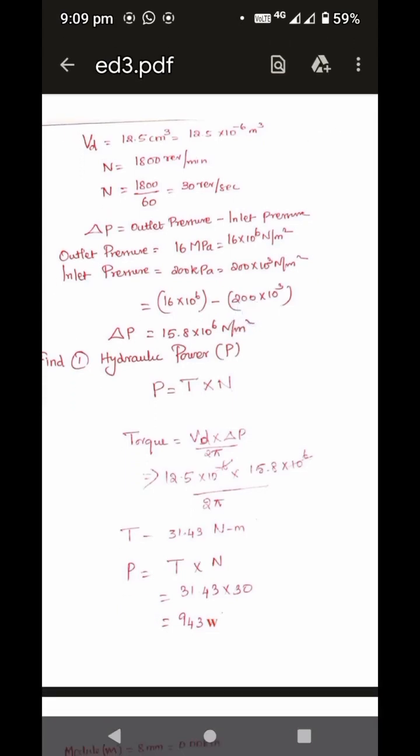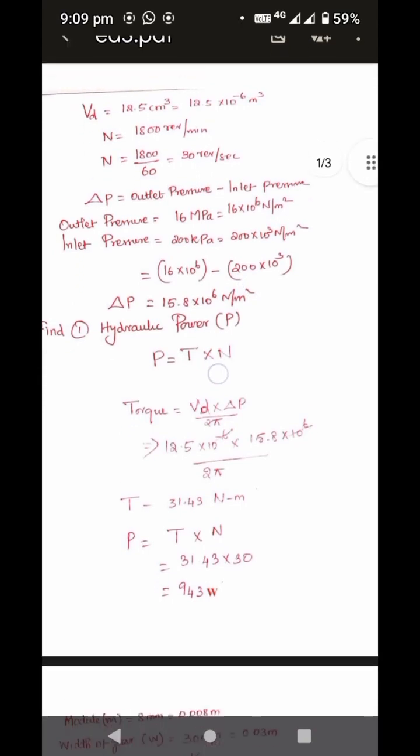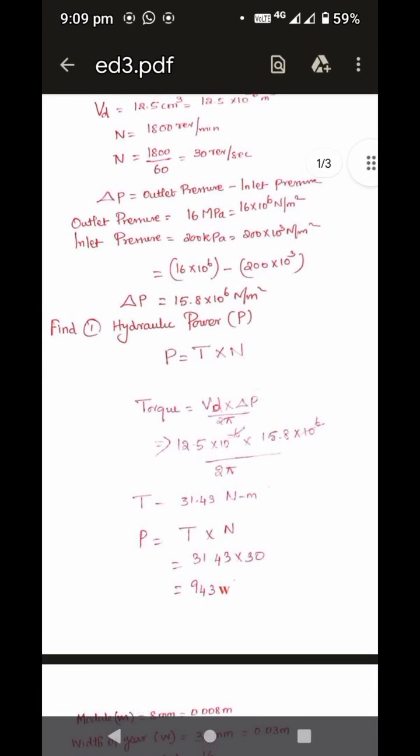1 Pascal is equal to 1 Newton per meter square. So 16 by 10 power 6 Newton per meter square. And then inlet pressure 210 power 3 Newton per meter square. So kilo means 10 power 3. So I apply the values and then we got the answer. Delta P is equal to 15.846.